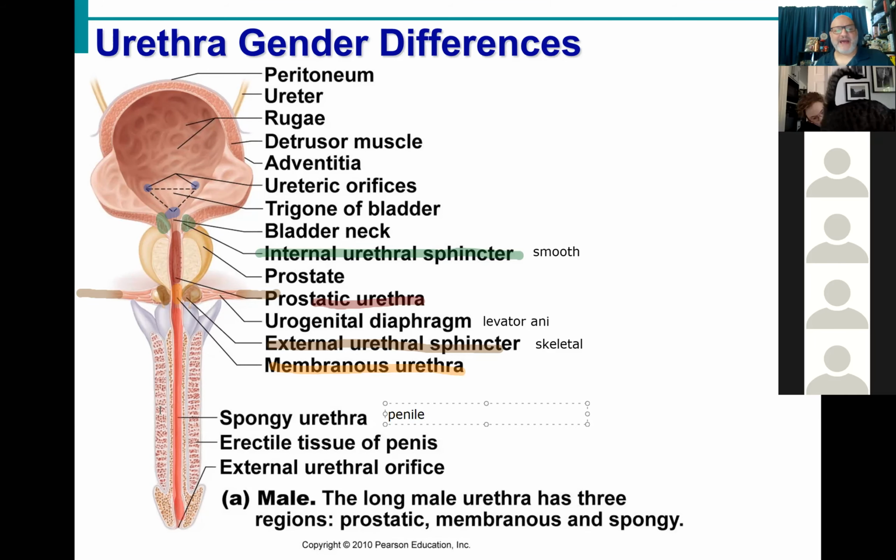And also because it passes through the spongy tissue, it is also known as the spongy urethra. So both of those terms, spongy urethra or penile urethra, are acceptable terms. In fact, sometimes it's also referred to as the cavernous urethra. So any of those appropriate anatomical terms are correct. So one organ, the urethra, but three distinct regions to it: prostatic, membranous, and spongy. All right. Questions on that? Excellent.